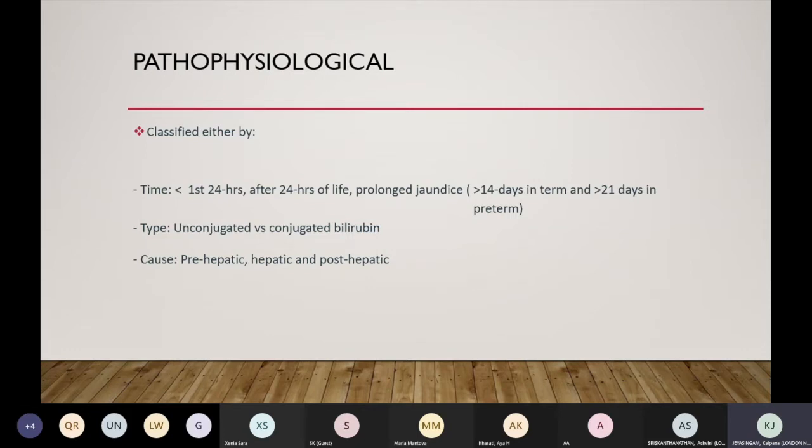Or we can classify jaundice as being caused by conjugated bilirubin or unconjugated bilirubin. Or the third way of defining it is depending on the cause, i.e. is it pre-hepatic, hepatic, or post-hepatic? Any questions so far?